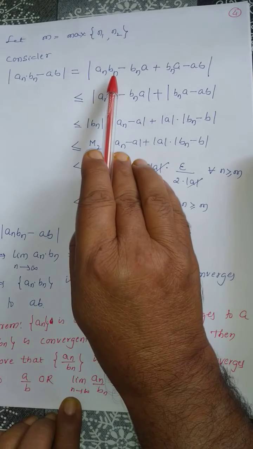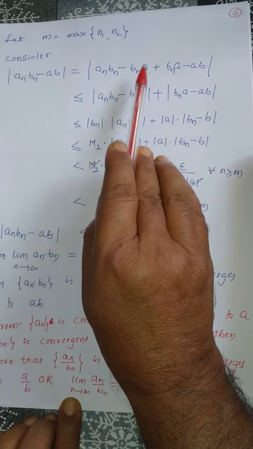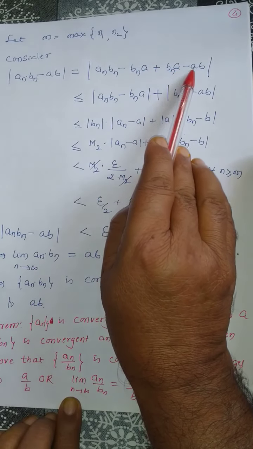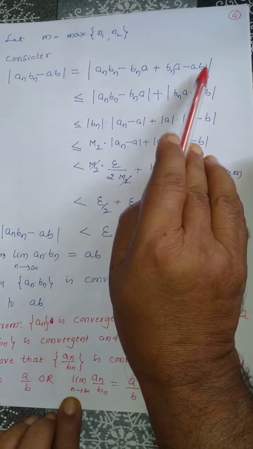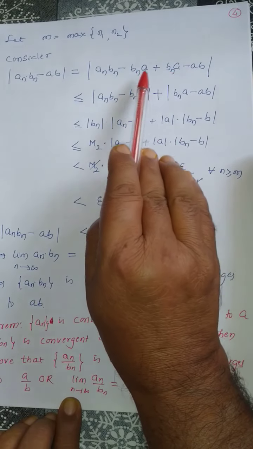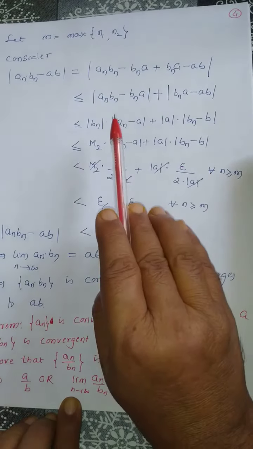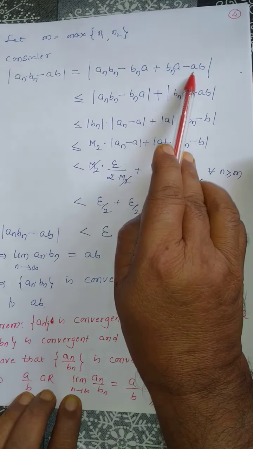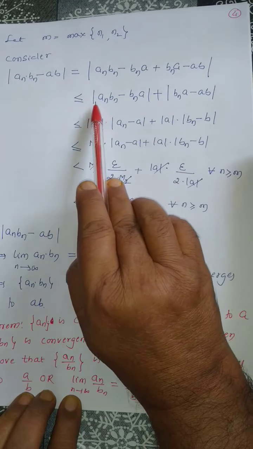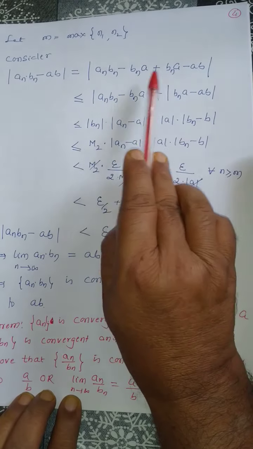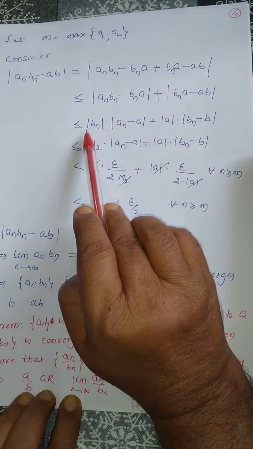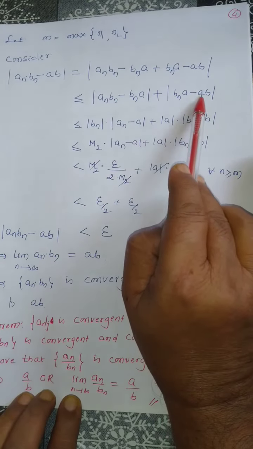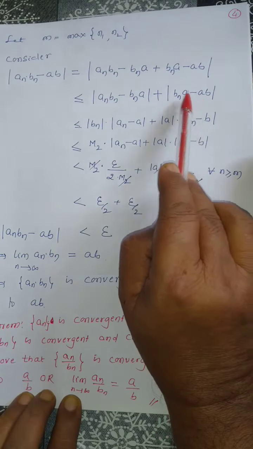So a_n b_n minus ab, subtract and add b_n into a: a_n b_n minus b_n a plus b_n a minus ab. Here a_n b_n minus ab is as it is, and the term is added and subtracted. Then separate this: a_n b_n minus b_n a plus b_n a minus ab. So this is less than or equal to these two moduli. Modulus of b_n is outside, so mod of a_n minus a plus mod of a into mod of b_n minus a.